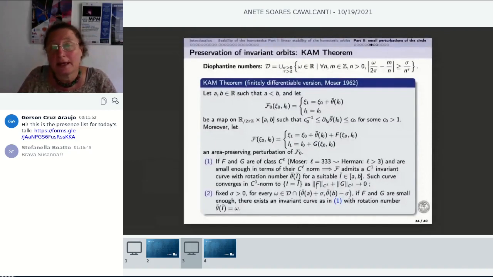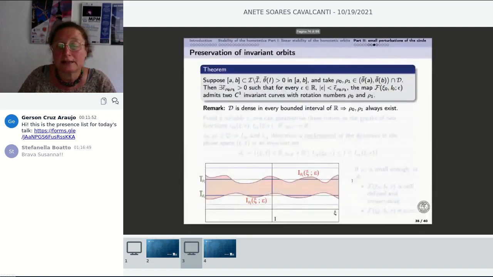Okay, now we take a Diophantine frequency, and we can apply the KAM theorem. In this case, we use the version of Herman that says that the degree of differentiability of F and G should be strictly larger than 3. This means for us that the boundary should be a small perturbation of class strictly larger than 5. And in these circumstances, we can apply KAM theory, the Herman theory about the existence of an invariant curve with a given rotation number, which is Diophantine.